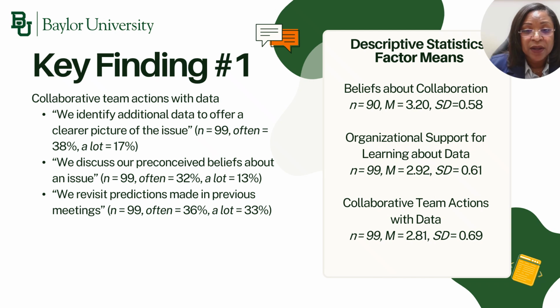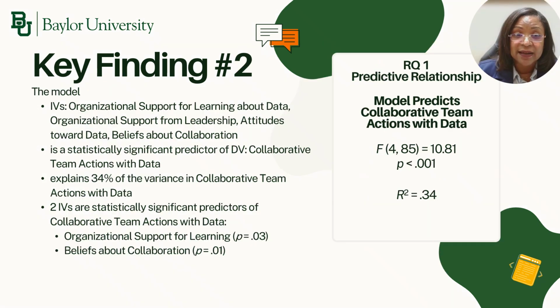Given a scale of 1 through 4 that represents frequency, with 1 representing never, 2 representing sometimes, 3 representing often, and 4 representing a lot, the mean score for teachers' reported actions with data was a 2.8, indicating more frequency than sometimes and less than often. Teachers indicated comparatively low frequency of engagement in 3 collaborative team actions with data: identifying additional data to offer a clearer picture of the issue, discussing preconceived beliefs about an issue, and revisiting the predictions made in previous meetings. Each of these actions is associated with equitable data use.